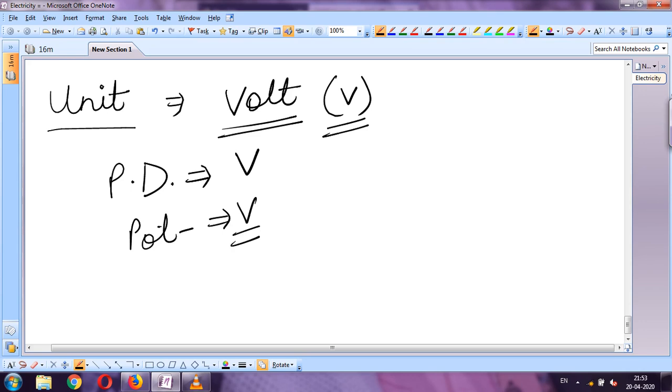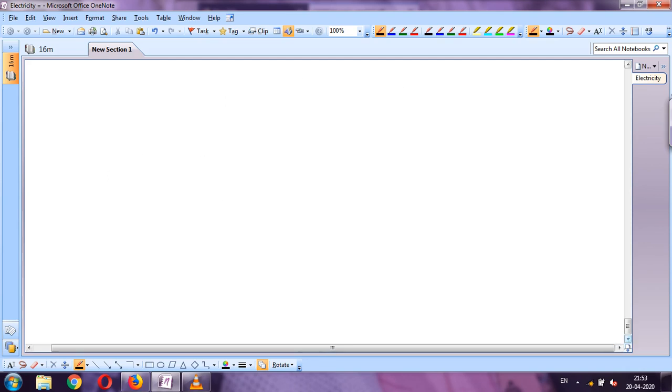Potential difference, its symbol is capital V. Potential, its symbol is also capital V. So all of them have the same symbol, they are represented by the same alphabet. Like we defined 1 ampere, how can we define 1 volt?